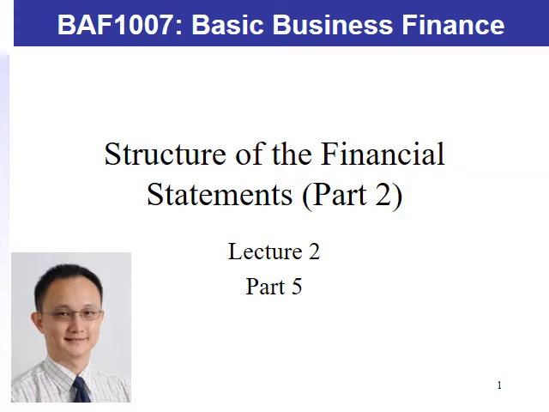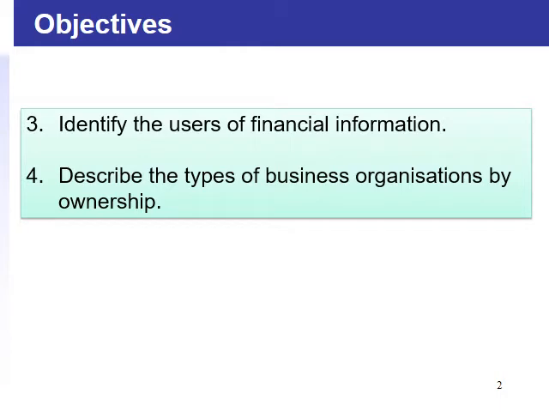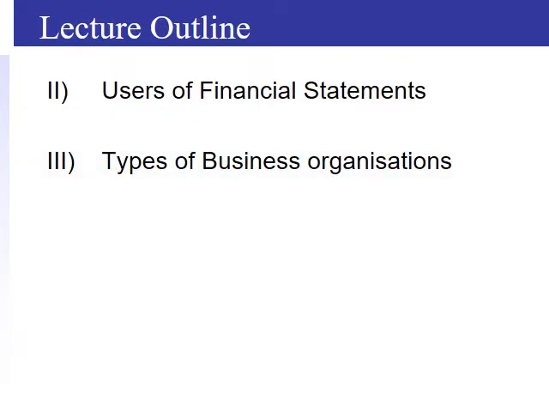Today's topic, Structure of the Financial Statement Part 2, Lecture 2, Part 5. The objective here for you, in point 3, is to identify the users of financial information. Point 4, describe the types of business organization by ownership. We'll touch on 2 points here. Point 2, users of financial statement. And point 3 is types of business organization.